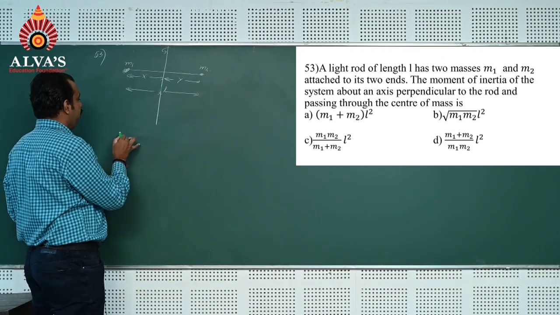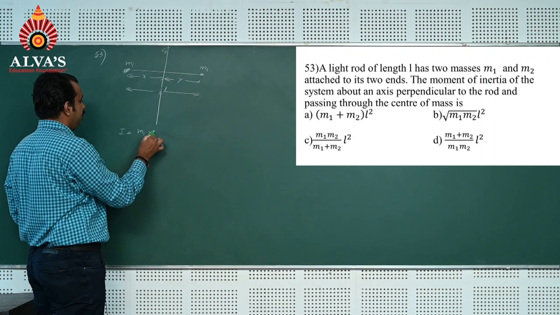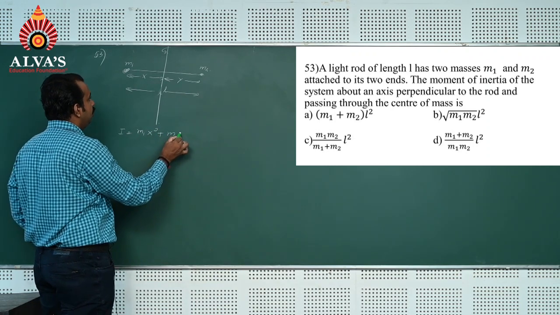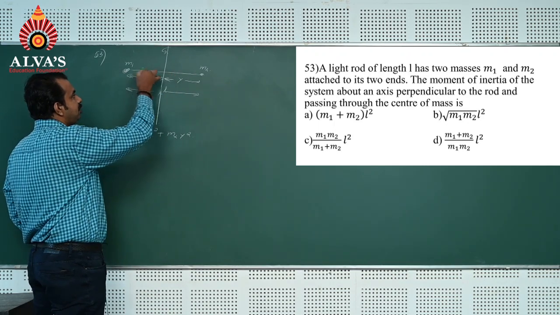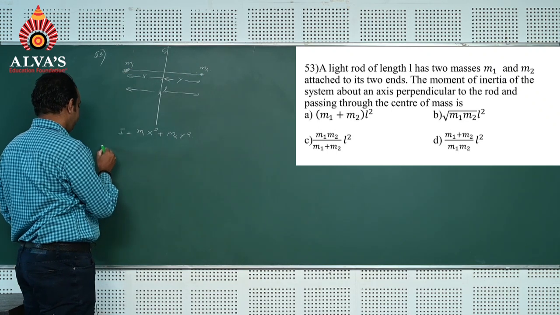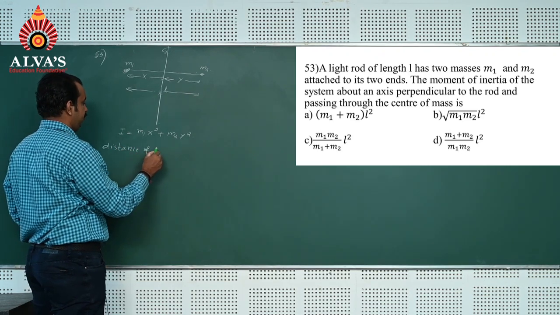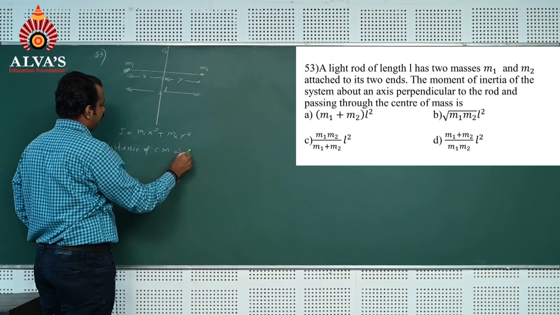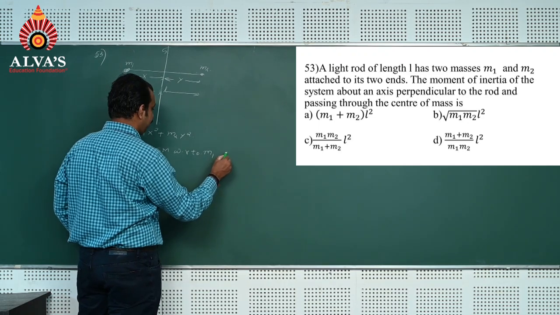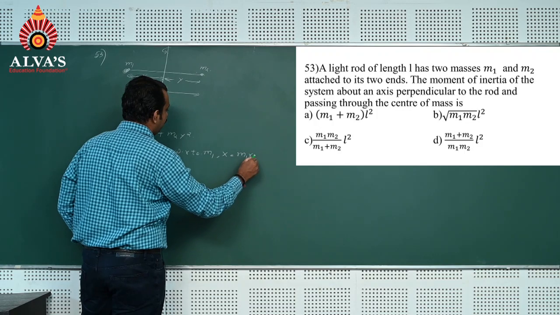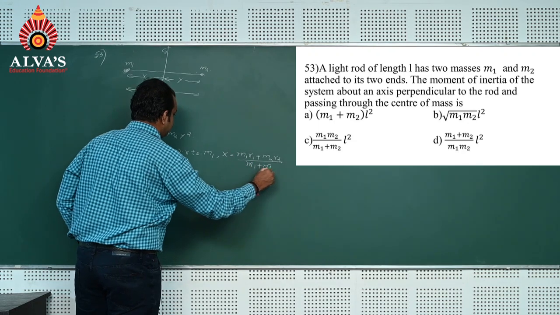Now the moment of inertia of the system about the axis is I equal to m1 x square plus m2 into y square. x is the distance of the center of mass of these two particles with respect to m1, which can be found by using the formula x is equal to m1 r1 plus m2 r2 divided by m1 plus m2.